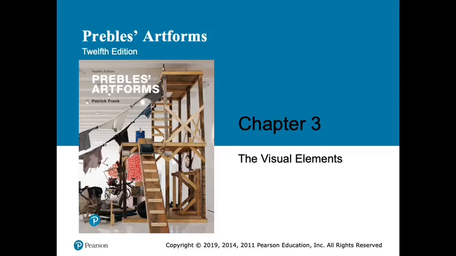Hello, class. This chapter 3 is about the visual elements of art. What are the elements of art? They're the tools that we are using to create an artwork. For example, using the line, using shapes, colors, creating texture, and so on. They are the tools that we are using.